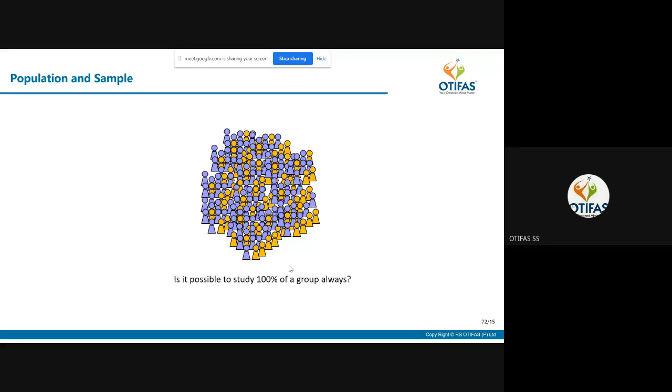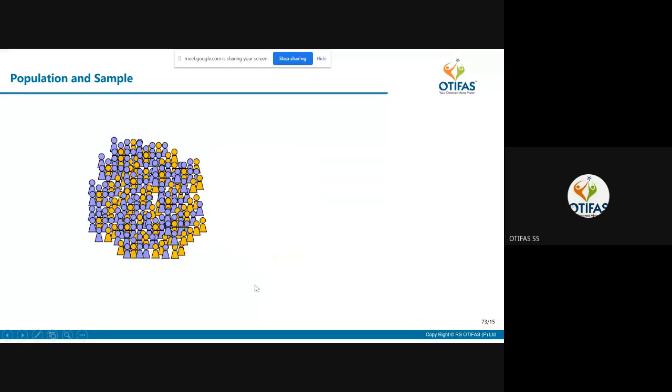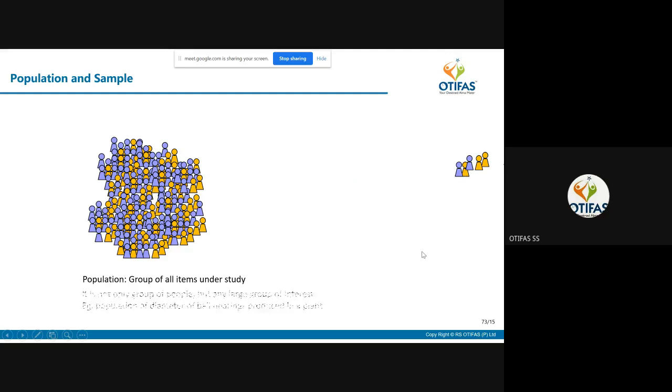So is it possible to study 100% of the group always? It's not easy. So what is the best way? You take some representative samples from the group and then study their behavior. Now, population is the group of all items under study. It's not only people, it can be, for example, the number of soaps.